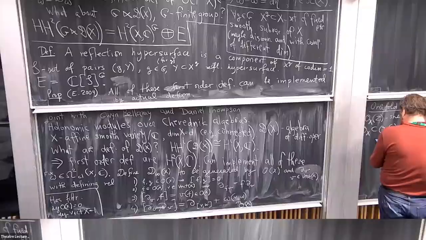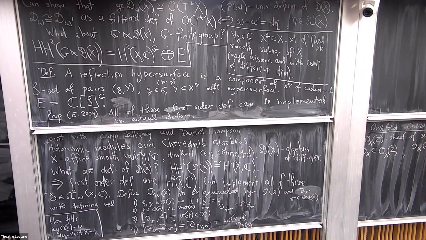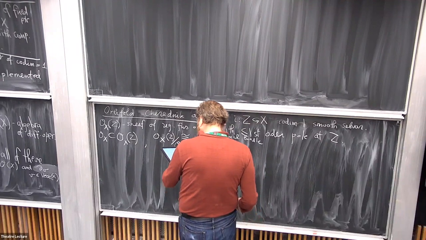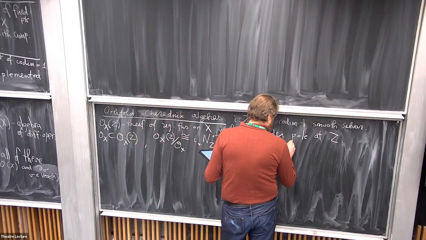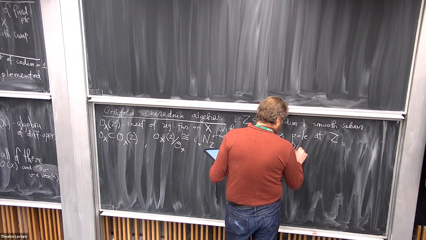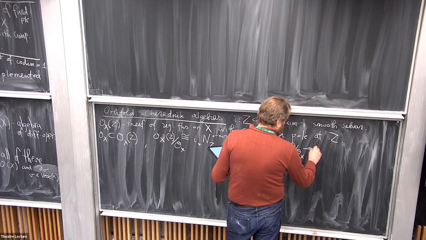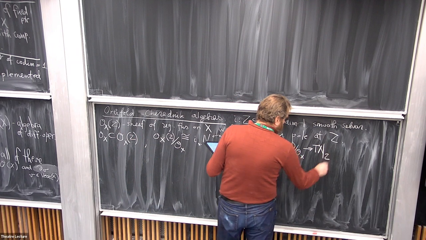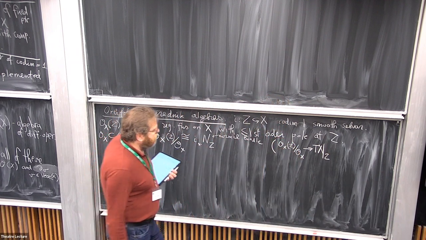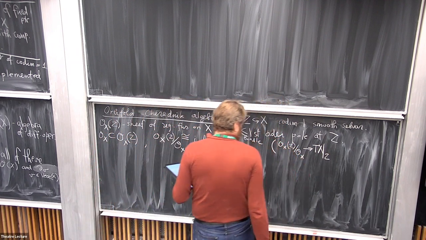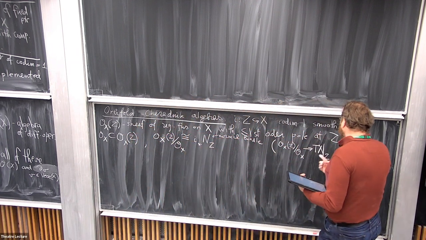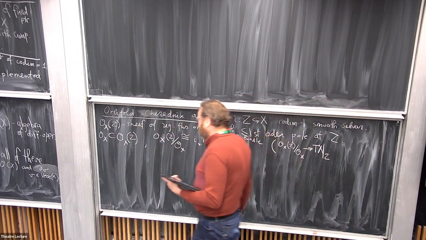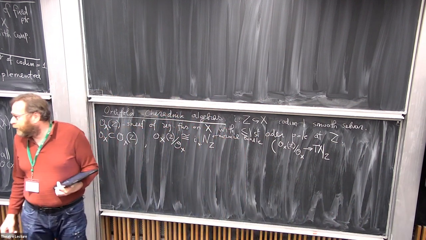So the way to see it is that if you take OX(Z) over OX, there is a natural map to the tangent bundle restricted to Z, which is the same thing as a pairing with the cotangent bundle.